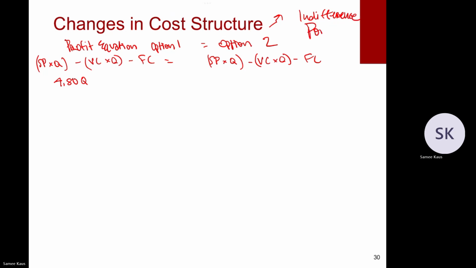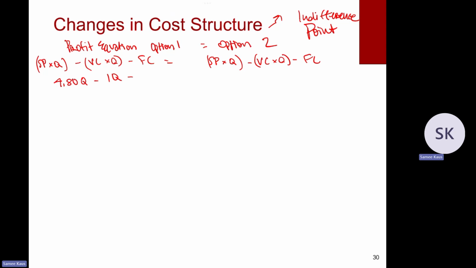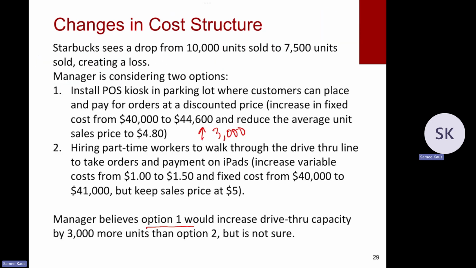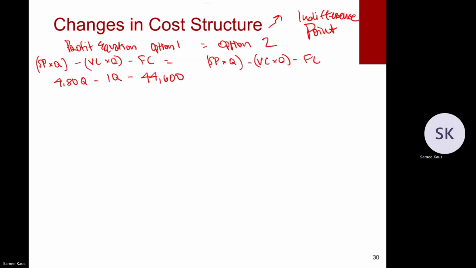Now, how much is my variable cost? It's still just $1. I didn't change anything from a variable, right? But now my fixed costs have gone up to $44,600, right? Because I'm installing those kiosks. Now I'm going to set that equal to option 2.